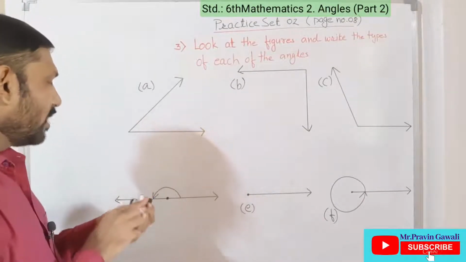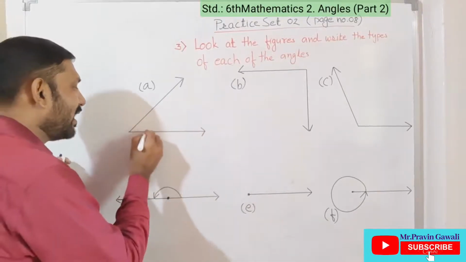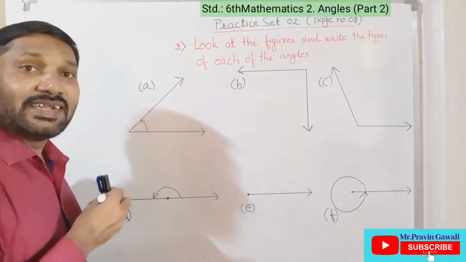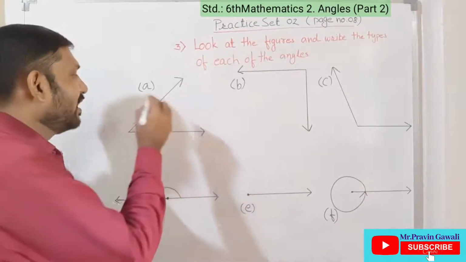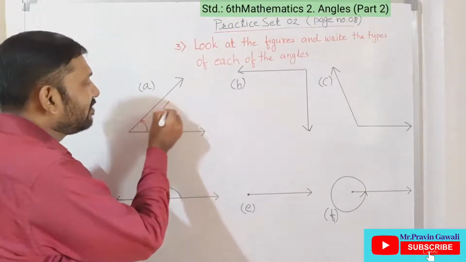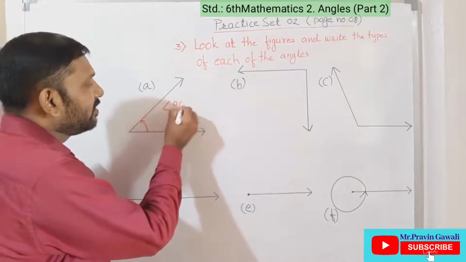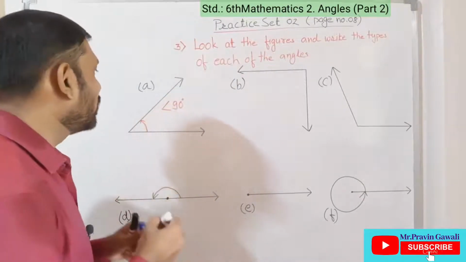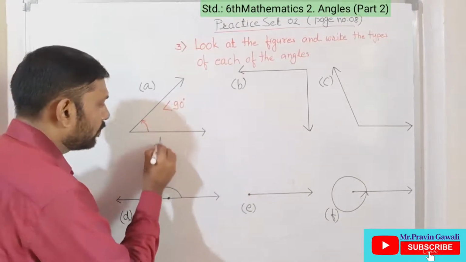Okay. So here what do we see? It is less than 90 degree. This angle is less than 90 degrees, student. And we know what do we call it as? Yes, we call it as acute angle.